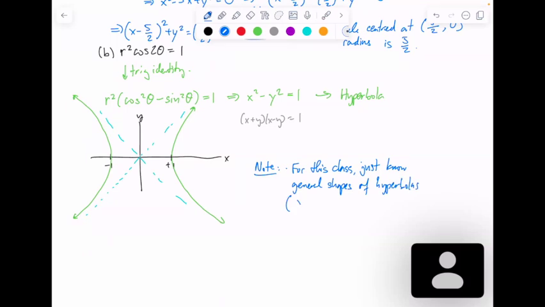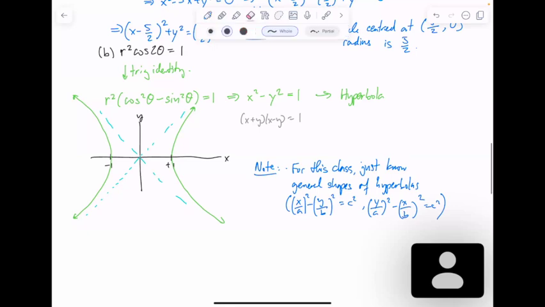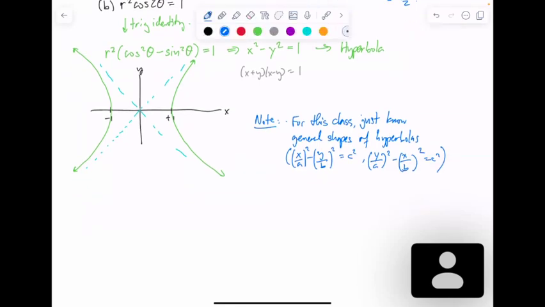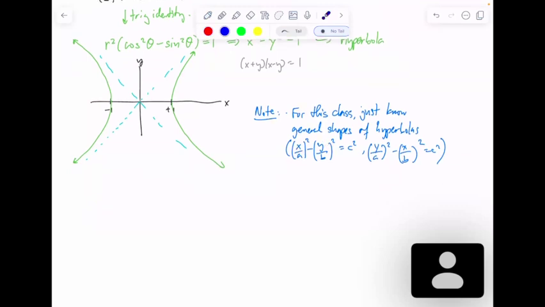Let's say things of the form x over a minus y over b squared is equal to c squared, or the other direction. These are all you're responsible for. You don't really need to know any specifics, and it's easy enough with these just to find out where the intercepts are, and that's all you need to know. The other note is the trig identities to memorize.